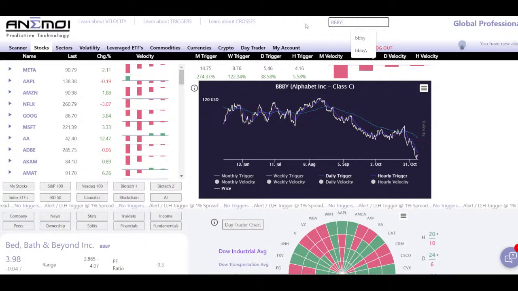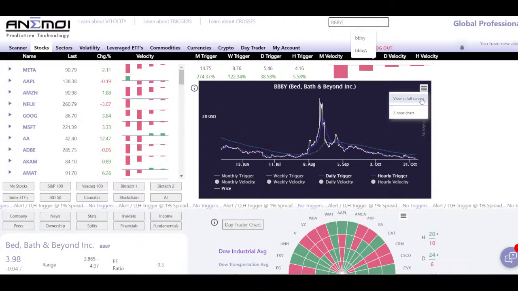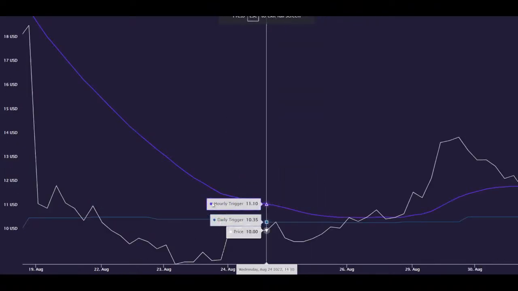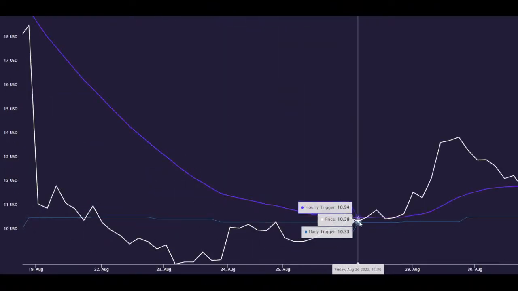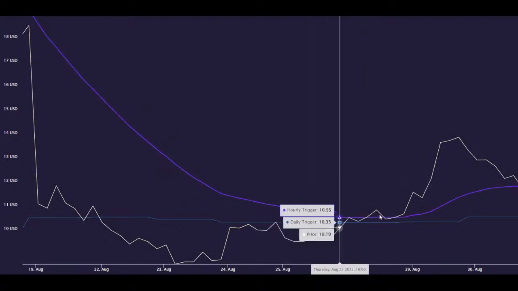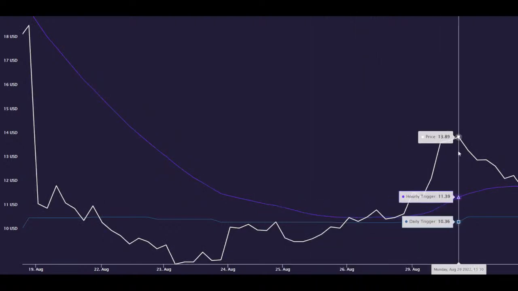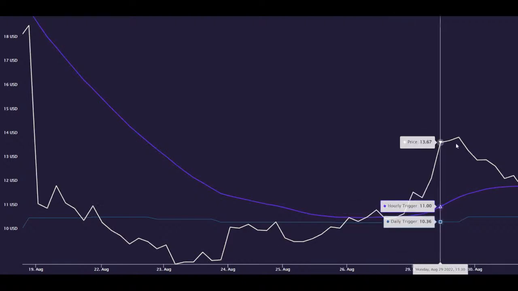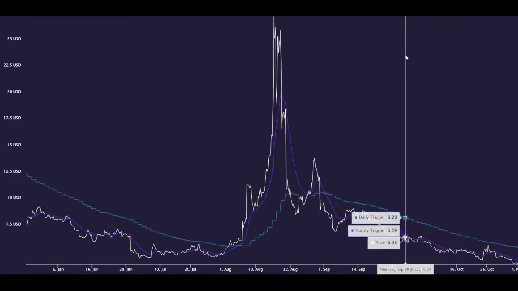There was one on BBBY, actually, and it happened right here. The hourly trigger came down to the daily trigger. Price was 10.50 at the time, resolved to the upside, and price moved all the way to 15. It didn't register on the chart because it was a quick spike, but that's a $5 move in the span of 2 days off this airplane setup.